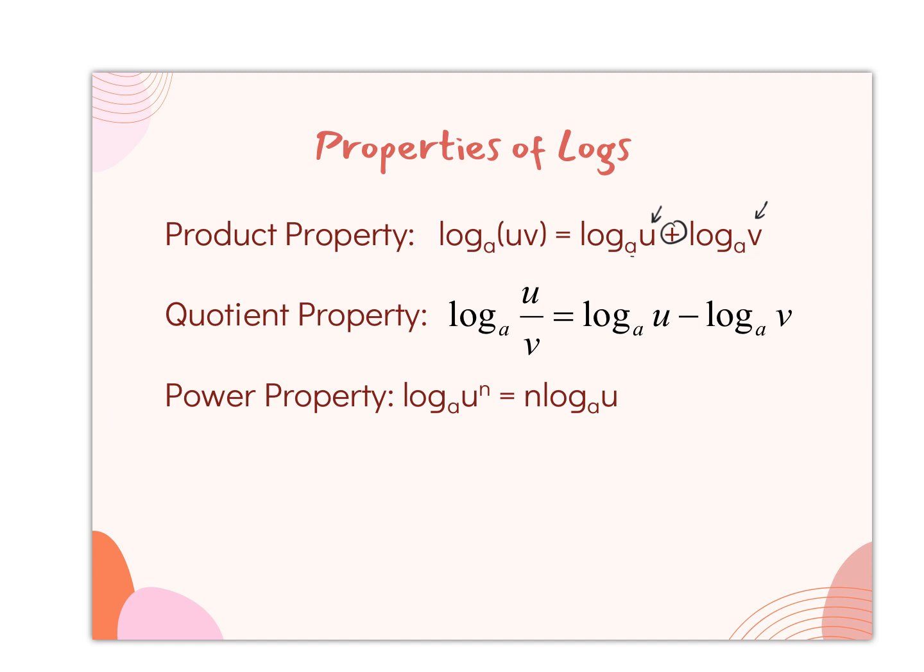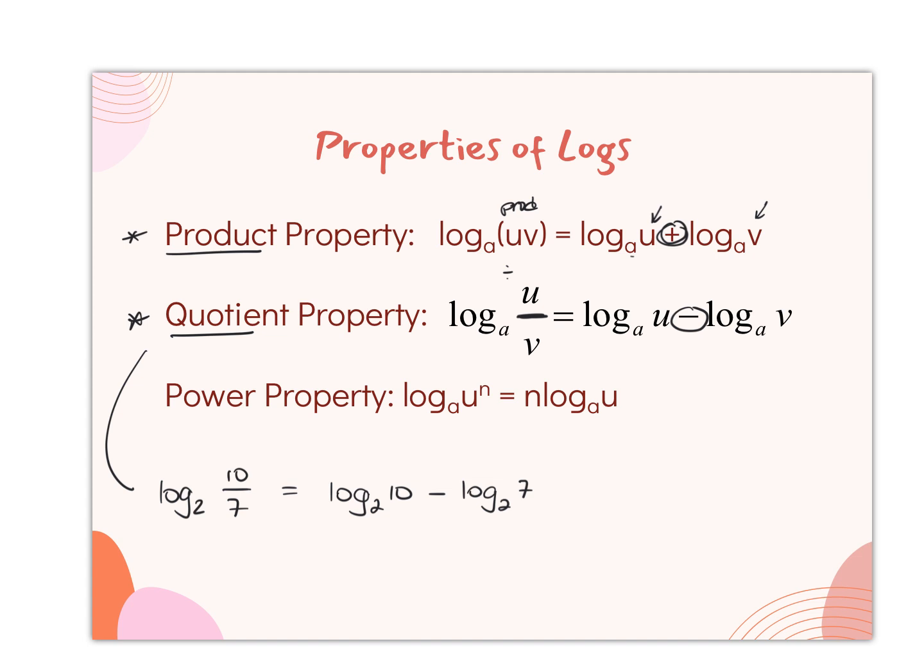The other type of property is the quotient property. That's the product property because this is a product, and a product will expand to an addition problem. A quotient is something that is being divided. When you see a fraction, we know this bar means u divided by v. So this is a division, and we're going to convert that to a subtraction problem. For example, if I had log base 2 of 10 over 7, that's going to equal log base 2 of 10 minus log base 2 of 7.